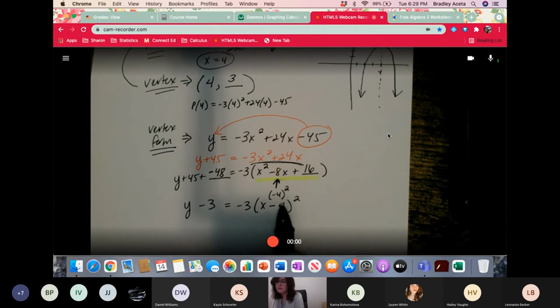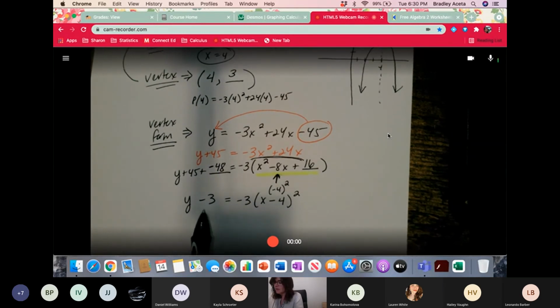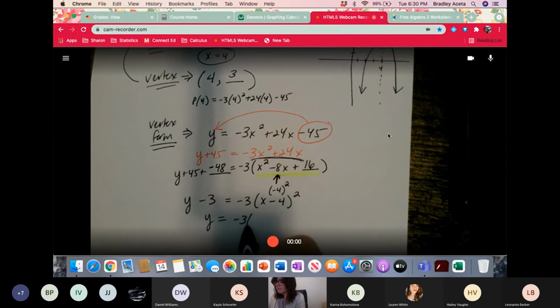Where did I get that -4? Hint, hint, hint, it's what you took a half of. And then put a little squared there. If you FOIL this out, x minus 4 times x minus 4, you would get x squared minus 8x plus 16. Now, all you have to do is add the 3 back over. Set it equal to y. x minus 4 squared, and now add the 3.